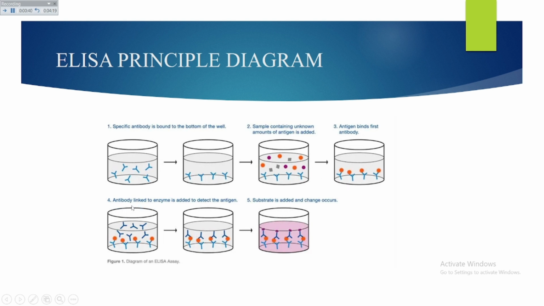Fourth, an antibody linked to an enzyme is added to detect the antigen. This antibody is the secondary antibody, because the one at the bottom was the primary, and this one is linked to an enzyme. That's why it is called the conjugated antibody. The substrate is also added, and immediately a color change occurs.